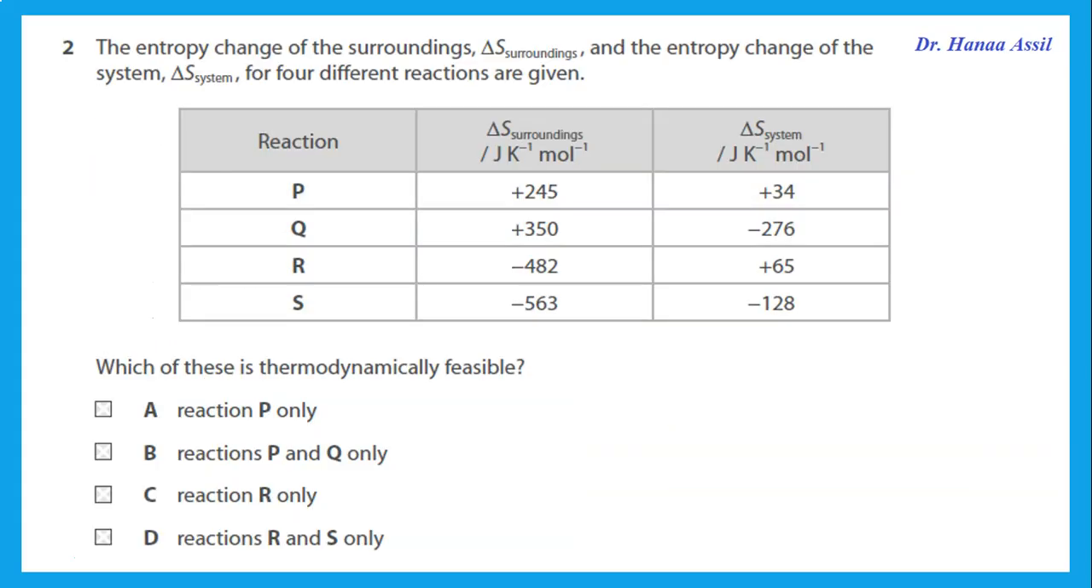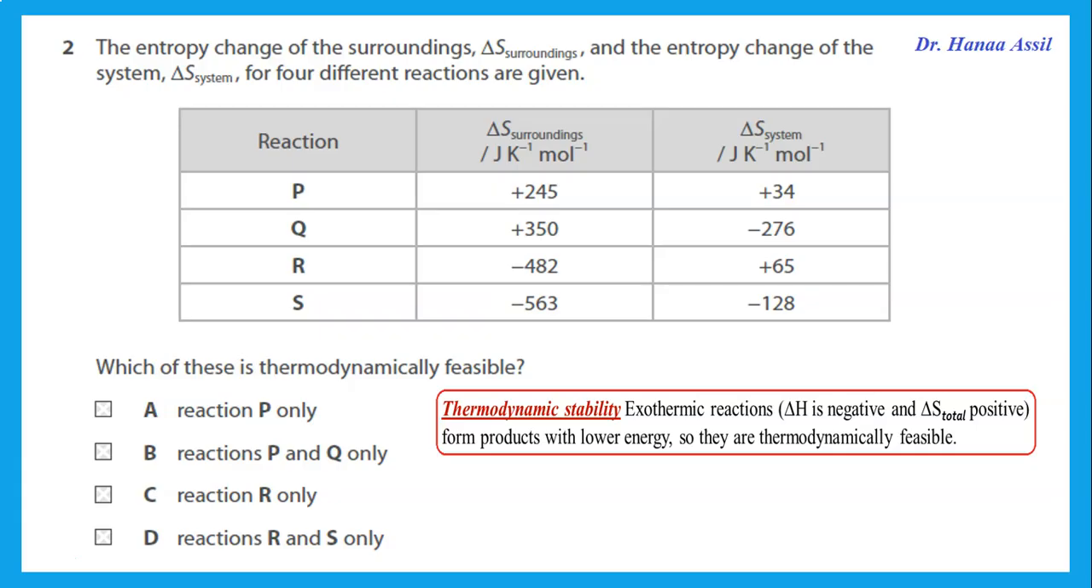Okay, question 2 says the entropy change of the surroundings and the entropy change of the system for 4 different reactions are given. Which of these is thermodynamically feasible? First of all, how do we know if something is thermodynamically feasible? You should know that if it is an exothermic reaction, that means the delta H is negative. And if the delta S total is positive.